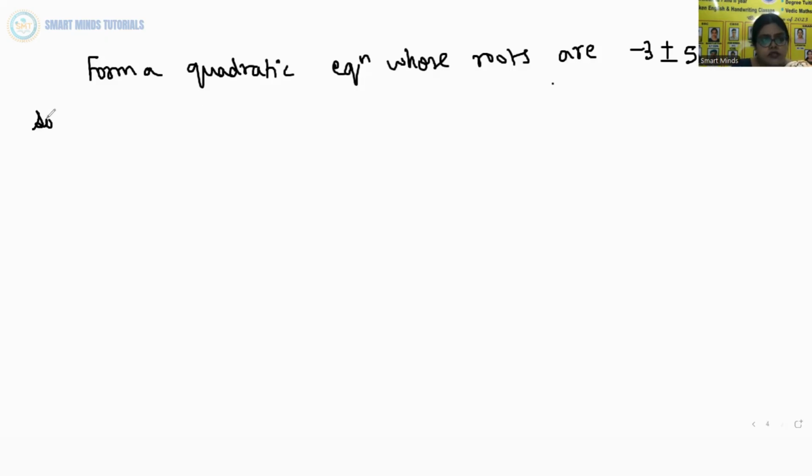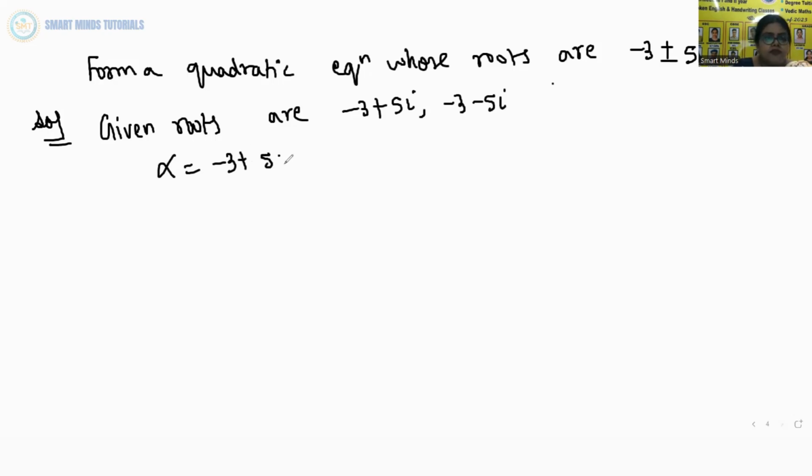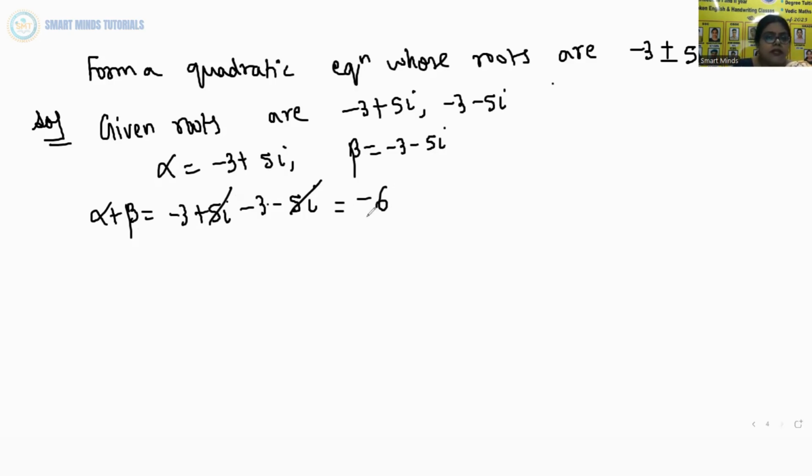So take this question: form a quadratic equation whose roots are minus 3 plus or minus 5i. So first we will write the given roots. Given roots are minus 3 plus 5i and minus 3 minus 5i. So alpha is minus 3 plus 5i and beta is minus 3 minus 5i. First let us find out alpha plus beta. So add these two: minus 3 plus 5i minus 3 minus 5i. Plus 5i minus 5i get cancelled. Minus 3 minus 3 will become minus 6.